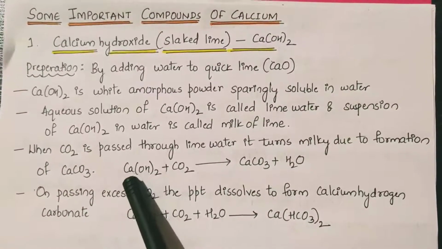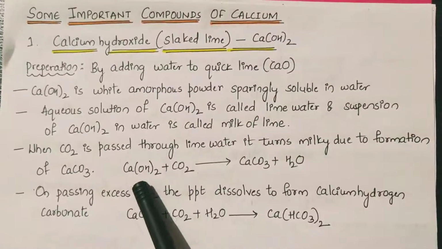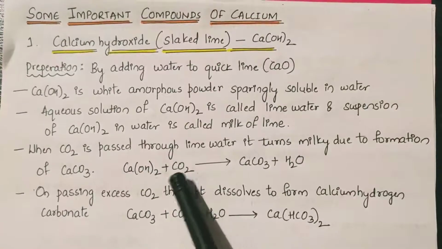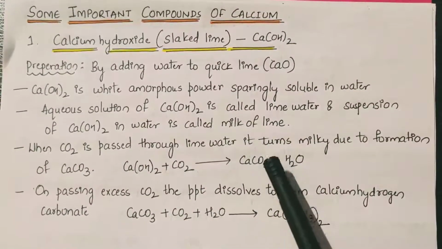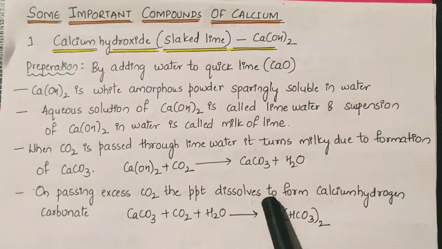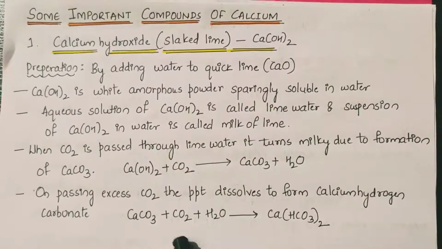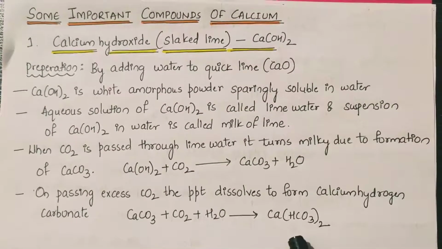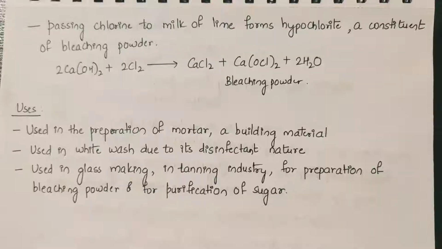Okay, so here this is your calcium hydroxide. You are passing carbon dioxide to calcium hydroxide. So the carbon dioxide is passed to lime water here, and it is forming milky due to the formation of calcium carbonate. If you pass excess of carbon dioxide, the precipitate dissolves to form calcium hydrogen carbonate. So if excess of carbon dioxide is passed, you get calcium hydrogen carbonate.